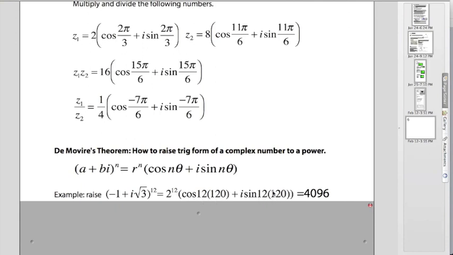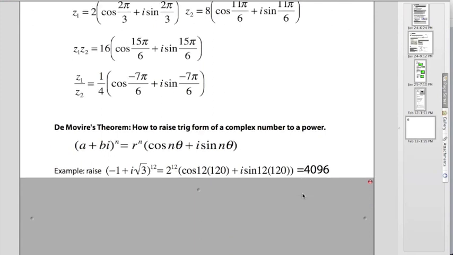And if I actually type that right into my calculator, each part, one at a time, I find out that the cosine part becomes 1, and this part becomes 0. So 2 to the 12th is actually 4,096 times 1, and 4,096 times 0, so my answer ends up being 4,096. And you're saying, wait a minute, where did you get all those numbers?